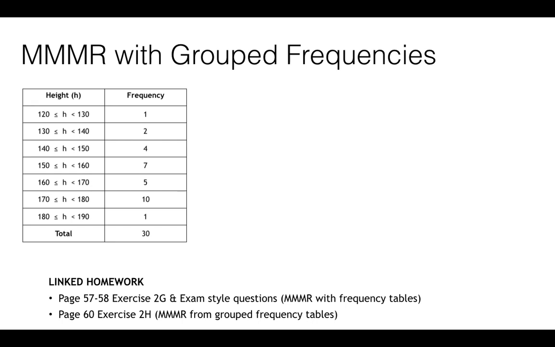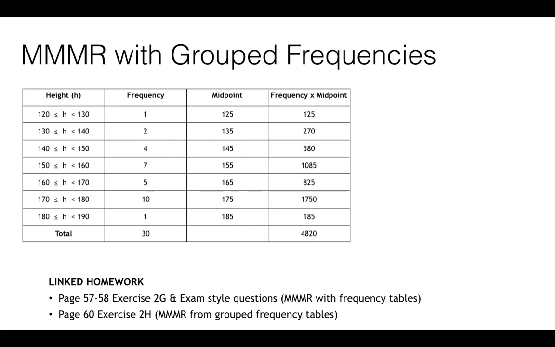Now, when it comes to calculating the mean, it gets super complicated. Because, again, we don't know the heights of these individual students. All we know is that we have 1 student that fits into this class somewhere and 2 students that fit into this class somewhere. So we estimate using something called the midpoint. The midpoint is the number exactly in the middle of that class. Then what we do is multiply the frequency by that midpoint.